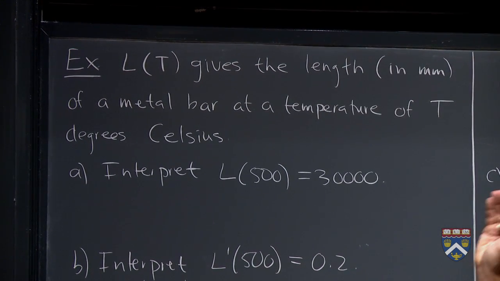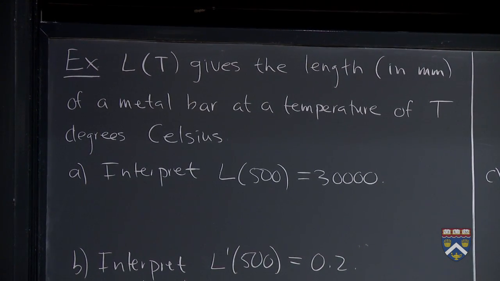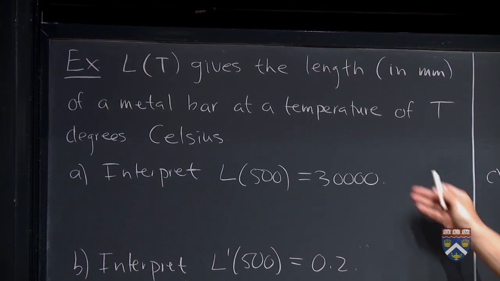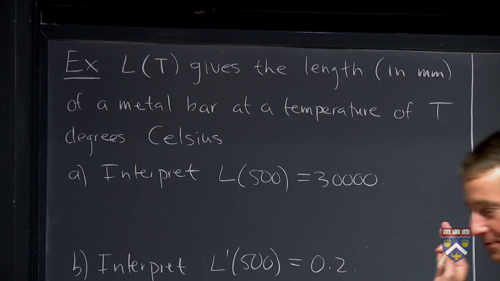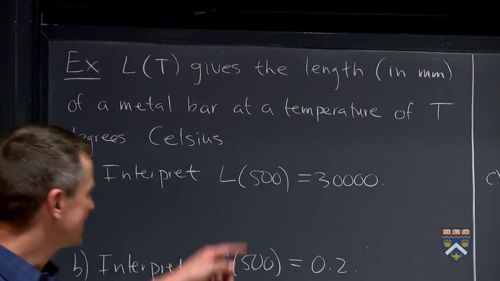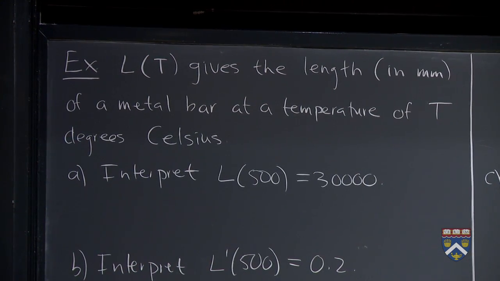So here there's no derivatives happening yet. All we have to be careful about is to get the units right. The only way to get this part wrong is to get the input and the output mixed up. So give yourself a second here, try to decide, is this the 500, is that the temperature, or is that the length?